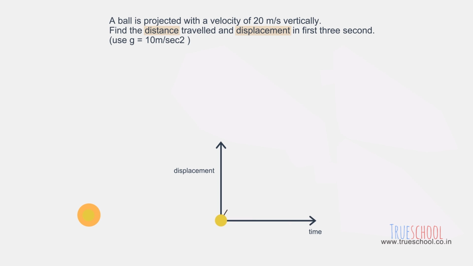So if the ball is moving up, what should happen to the slope as the ball moves further? It should decrease. And why? Because the velocity is decreasing as we go up. Hence, the graph will look like this.